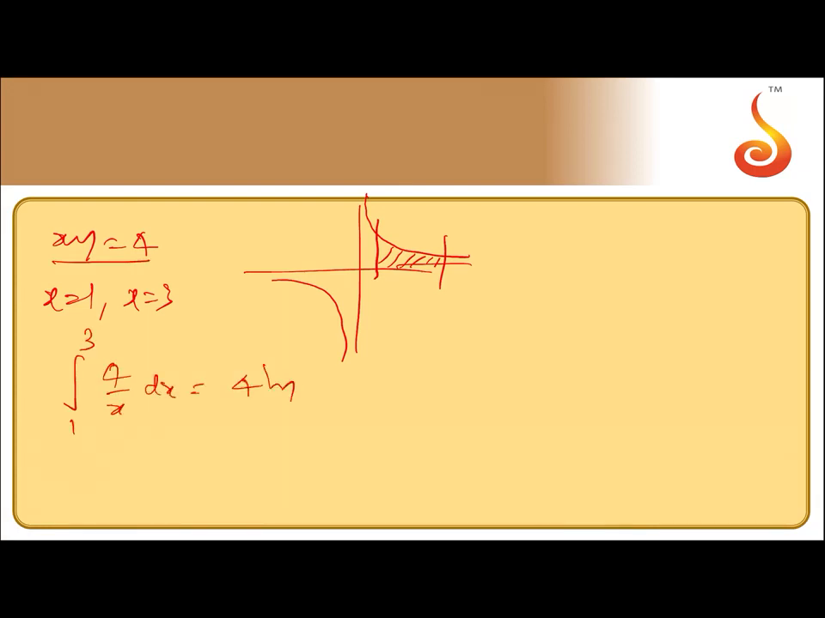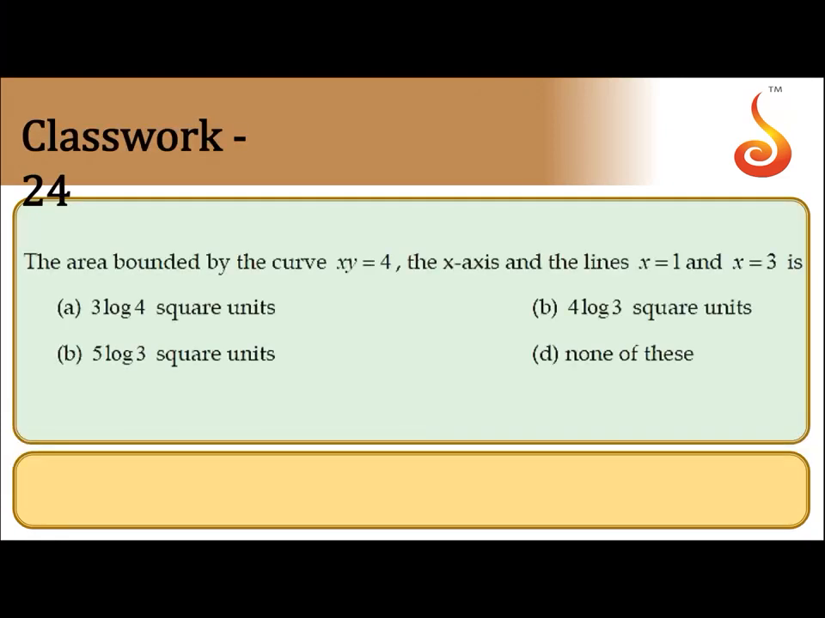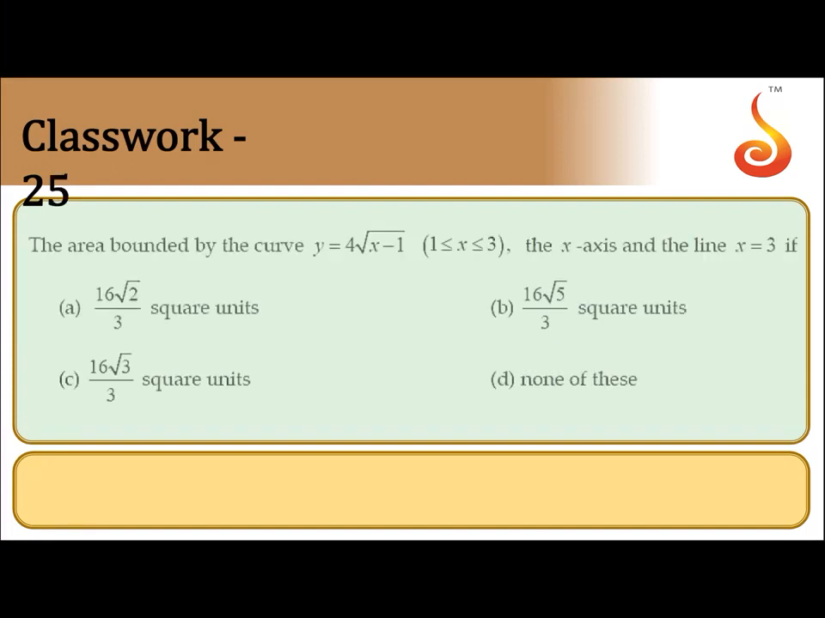And that is equals to 4 times log x, limits from 1 to 3. That is equals to 4 times log 3, and the remaining log 1 is equals to 0. So the answer is equals to 4 log 3. It is the B option.